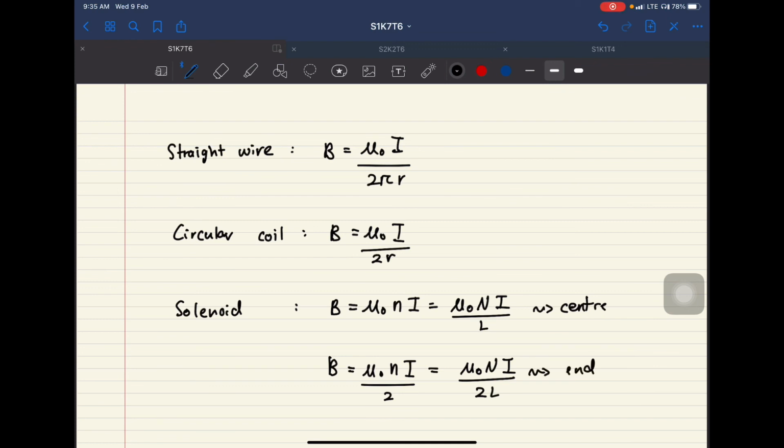Okay, and then to determine the direction of the magnetic field, you have to use the right hand rule. So you can represent your thumb with the current, or you can represent your thumb with the magnetic field. It depends on the situation. The other fingers would be the other one. Instead of current, maybe you have the magnetic field. Okay.